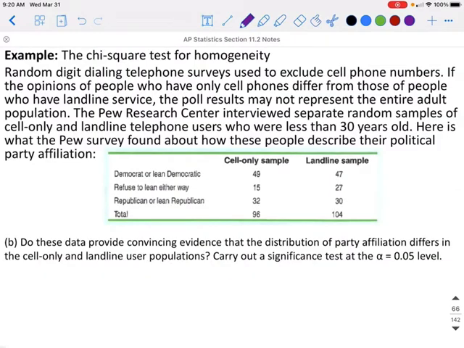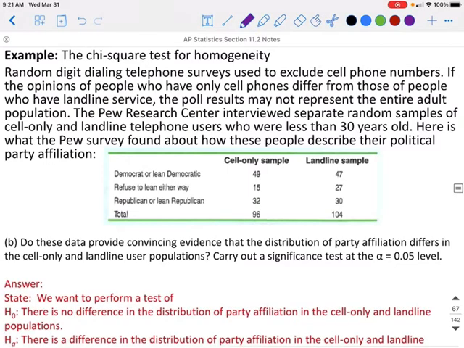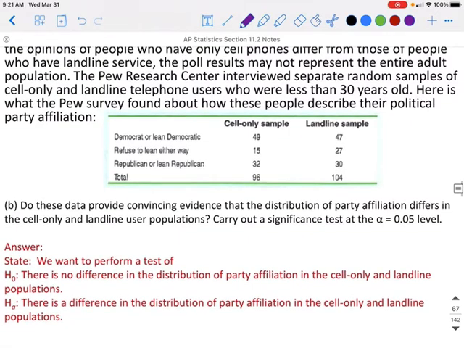Do these data provide convincing evidence the distribution of party affiliation differs in the cell phone only and landline user proportions? Carry out a significance test at the alpha equals 0.05 level. So we're going to have to do a 4-step problem. Remember, we start with the state, and in the state, you need to say your hypotheses and you need to give your significance level.